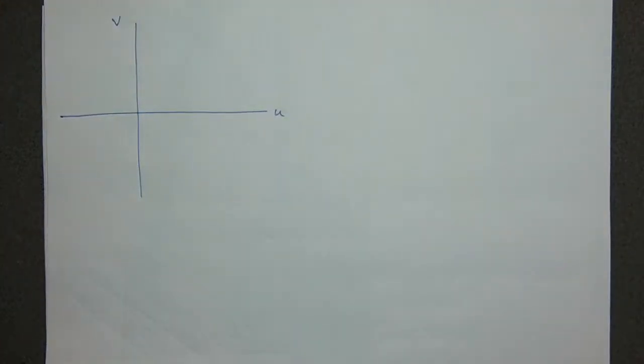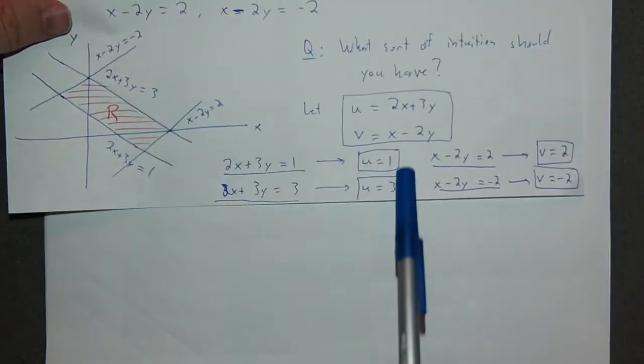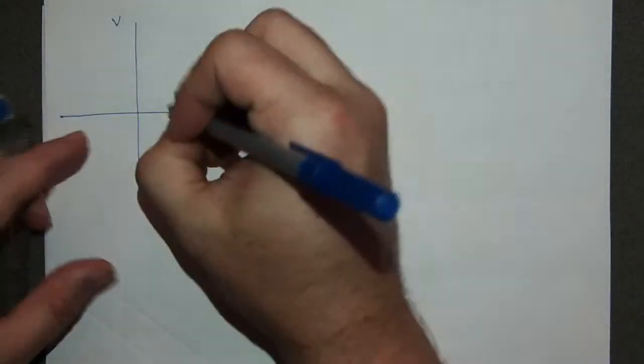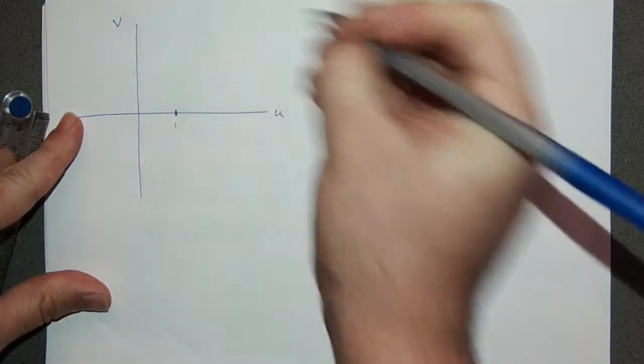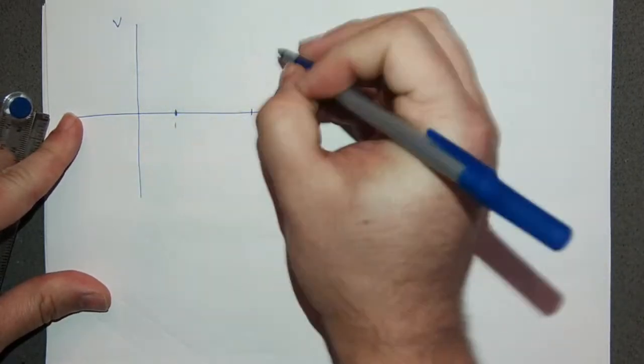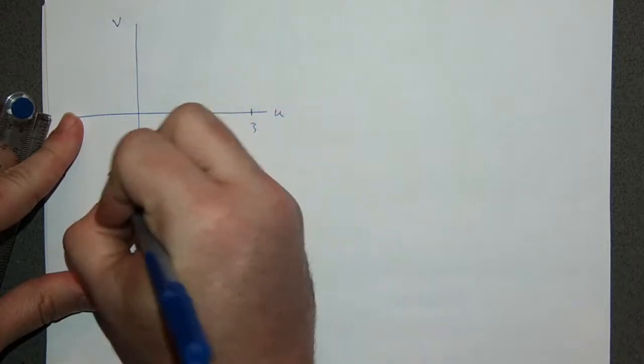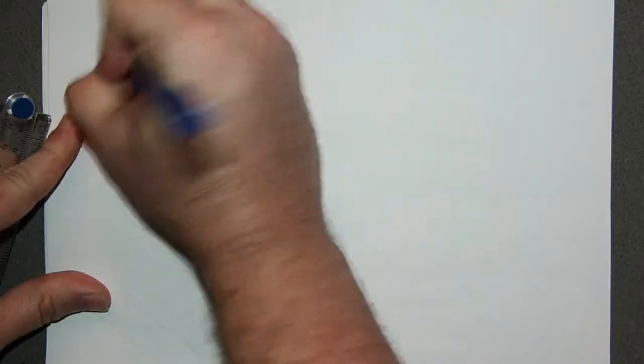So here's U, here's V. So we have lines U equals, let me get a straight edge so that my lines aren't so awful. Okay. So just to remind you, we have the lines U equals 1, U equals 3, V equals 2, and V equals minus 2. Okay, so U equals 1. There's 1. Here's 3, we'll say. Here's minus 2. And here's 2.